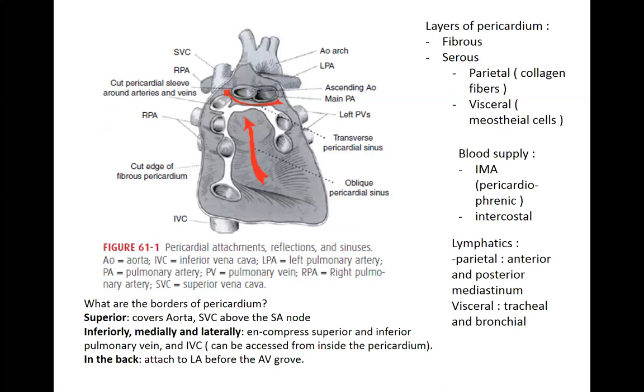Inferiorly, medially, and laterally, it's actually encompassed. It just goes around the heart, in the back of the wall, around the pulmonary veins, IVC. And this is very important because you can still access the IVC from inside of the pericardium. And in the back, it's attached to the left atrial wall just before the atrioventricular groove.